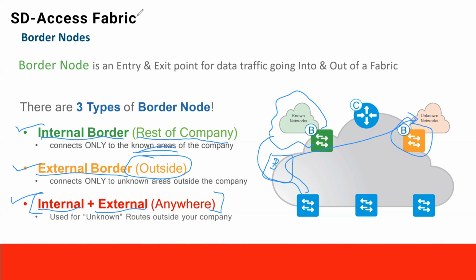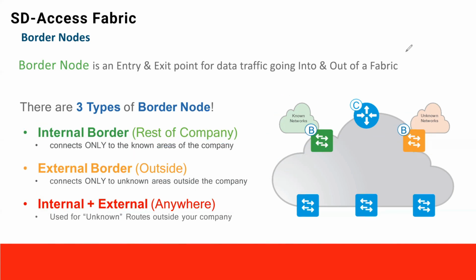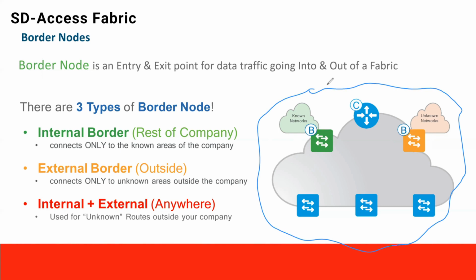Pranav, question. If we have 5 branches at 5 different locations, then all 5 locations should have border nodes and edge nodes separately. Yes, 5 separate campuses or 5 separate sites will have this kind of setup. Okay, so this is strictly to the LAN. Yes, this is very specific to the LAN.